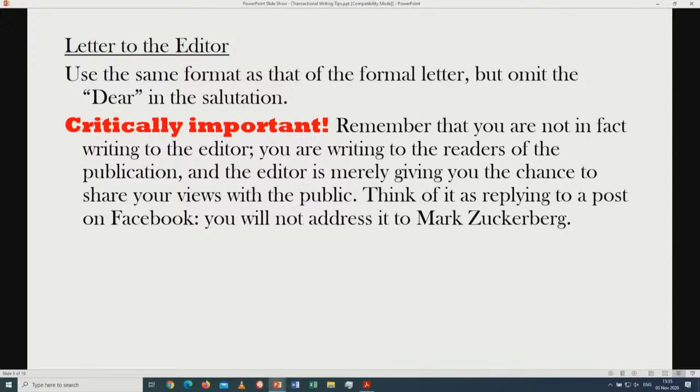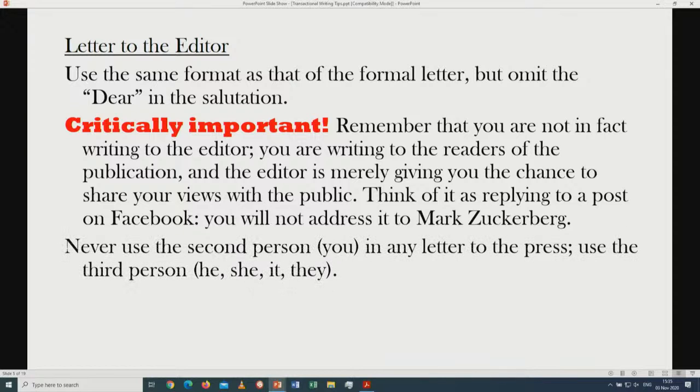I've actually put it there. It's replying to a post on Facebook. It is not addressed to Zuckerberg. Please remember that. Okay, you are merely opening up your thoughts for the entire readership of that publication to share or to comment on or whatever, but it is not addressing the editor. So for that reason, you never use the word you in a letter to the press. You only use he, she, it, they.